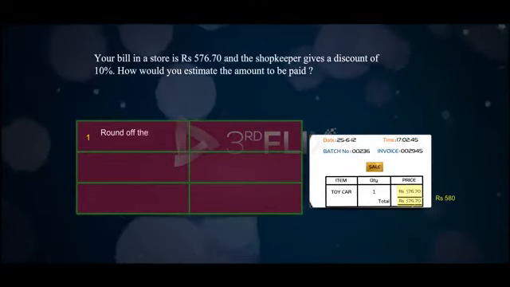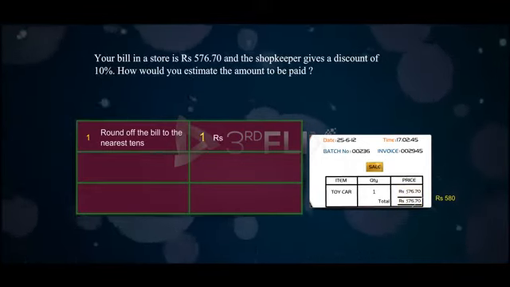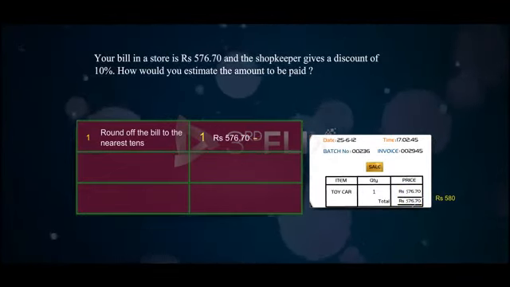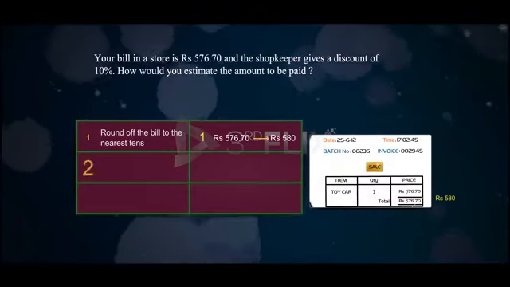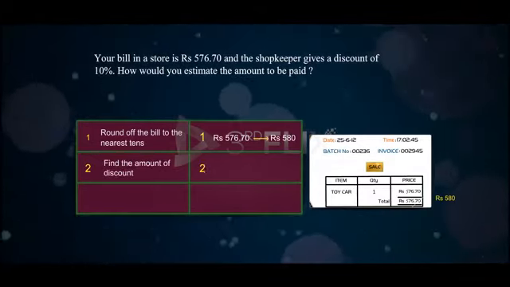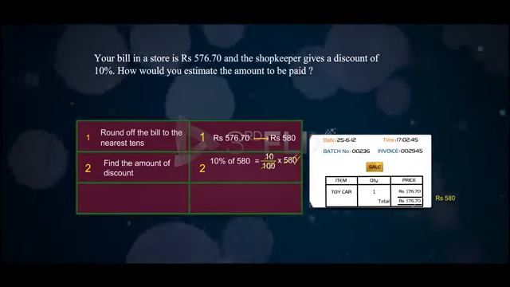Solution. Round off the bill to the nearest tens. Here, rupees 576.70 is rounded off to 580. Find the amount of discount. 10% of 580 is rupees 58.